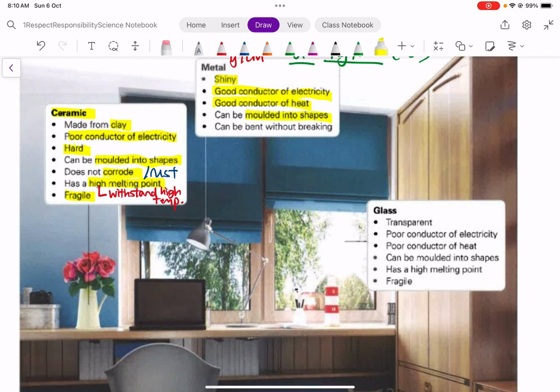Metals can be molded into different shapes without breaking. They can be bent without breaking as well. Okay, so that means metals are flexible and malleable.